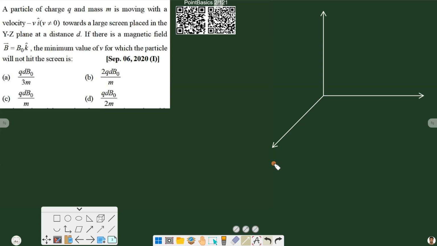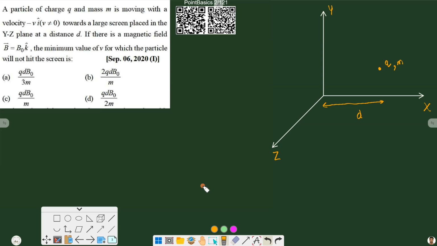Suppose these are our coordinate axes with this being x, this being y, and this being z. Now we have a large screen placed in the yz plane at distance d. Suppose initially our particle is at this point and this distance is d. We are considering that the screen is placed at the origin and this distance is d. But our charged particle of charge q and mass m is here.